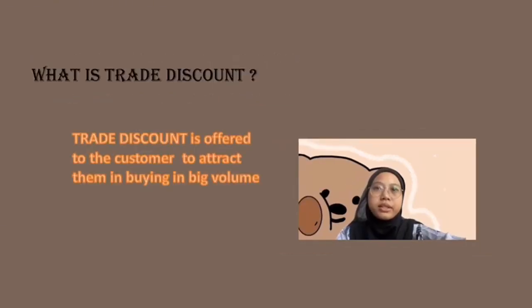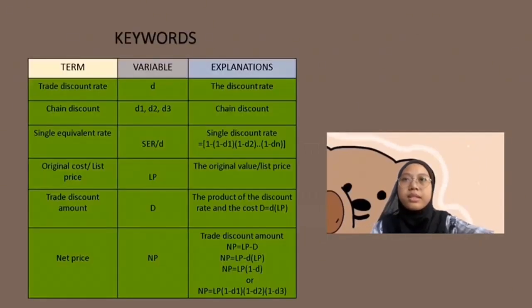What is trade discount? Trade discount is offered to the customer to attract them to buy in big volume. Here are the keywords of the formula. First, we have the trade discount rate. The symbol is d and the meaning is the discount rate. Second, chain discount. The symbol is d1, d2 and d3. The meaning is d1 is discount 1, d2 discount 2 and d3 is discount 3.